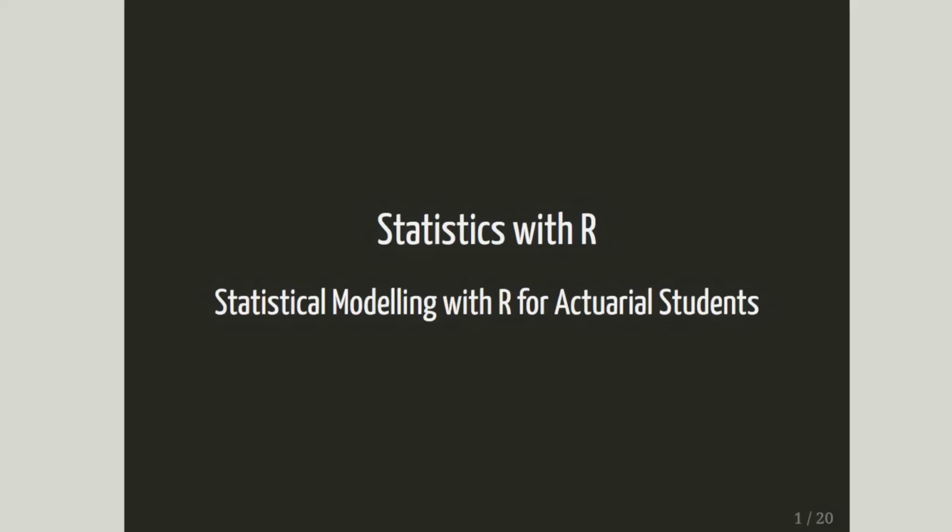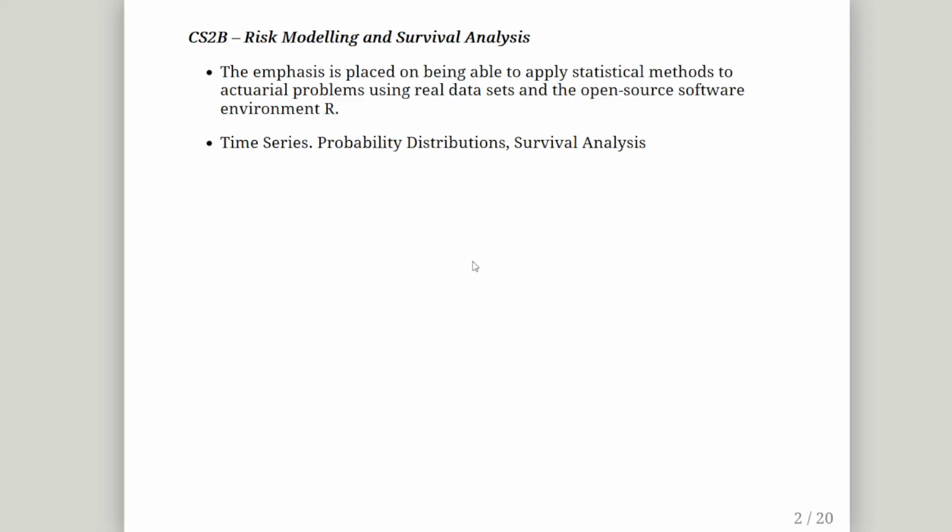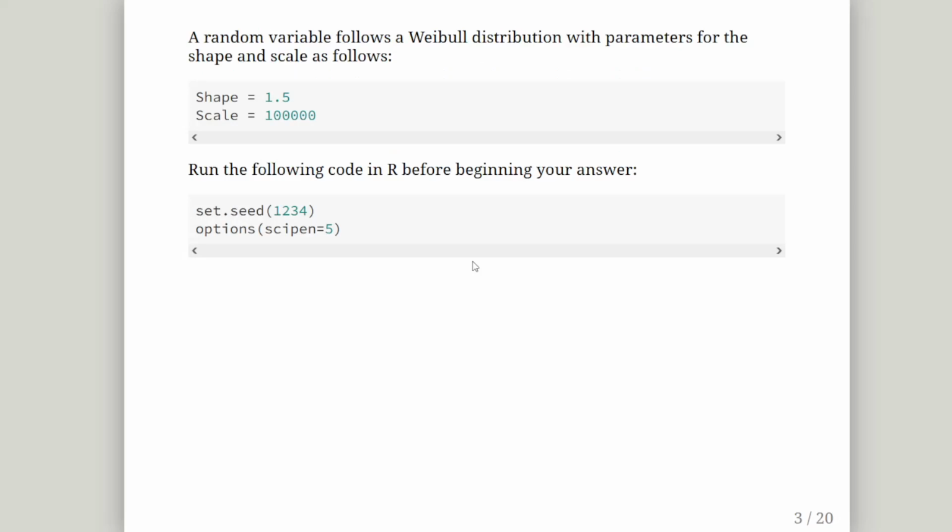In this presentation, we are going to look at statistical modeling with R for actuarial students. This corresponds to the CS2B curriculum that many actuarial students will encounter. It features time series analysis, probability distributions, and survival analysis, and so on and so forth. This particular presentation will look at the Weibull distribution and later on the Lognormal distribution.